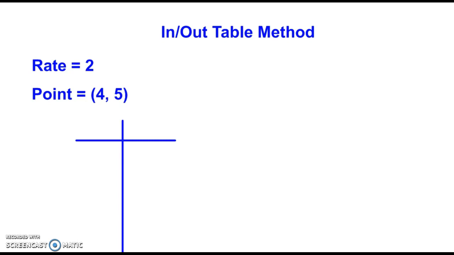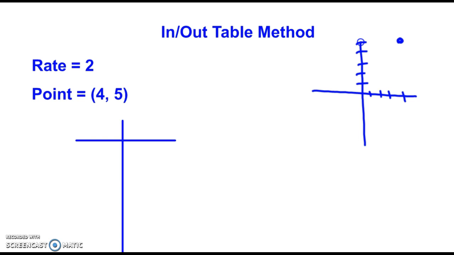So the first is the in-out method that we'll go over. The rate is 2, and the point that this line goes through is (4, 5). To get a visual sense of what we are looking for, we count 1, 2, 3, 4 over, and 1, 2, 3, 4, 5 up. We want the line to go through that particular point and have a rate of 2.